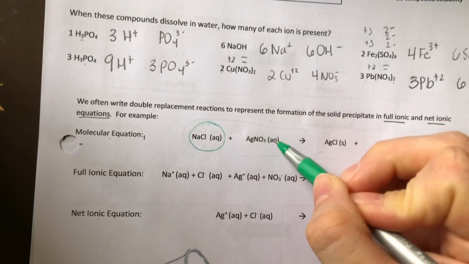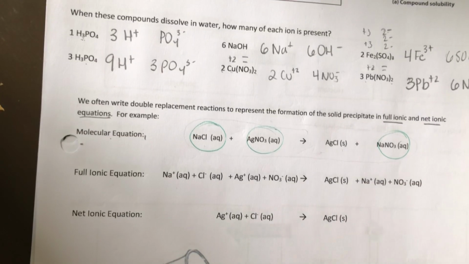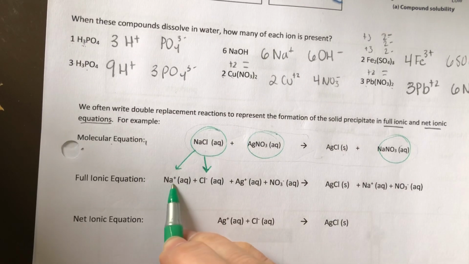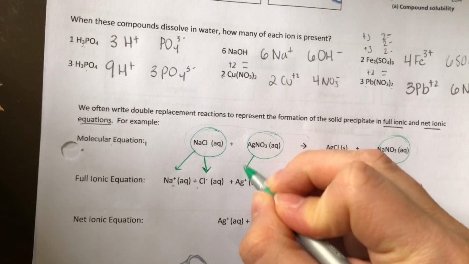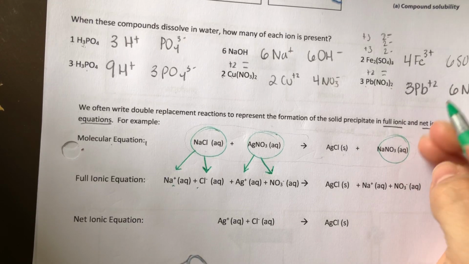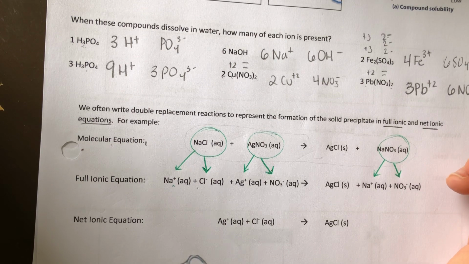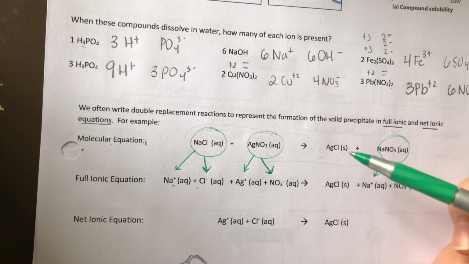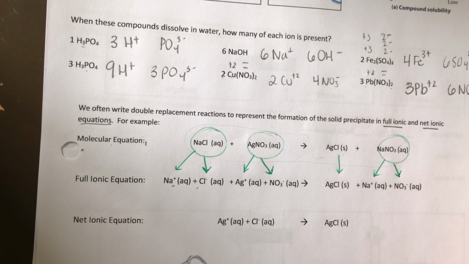So what we call the full ionic equation, if you notice, anything that's an aqueous ionic compound, like salt, silver nitrate, sodium nitrate, we break that up into its ions. Sodium chloride breaks up into the sodium ion plus the chloride ion separately. Silver nitrate is going to break up into silver and nitrate ions separately. Sodium nitrate breaks up into sodium and nitrate ions separately. But if you have the solid precipitate, it does not break up into its ions. So we keep that written exactly as is.